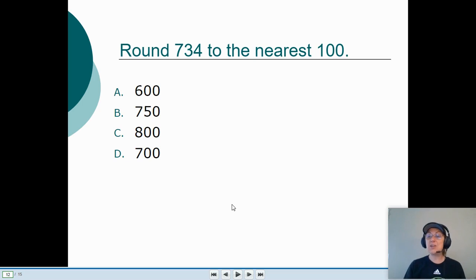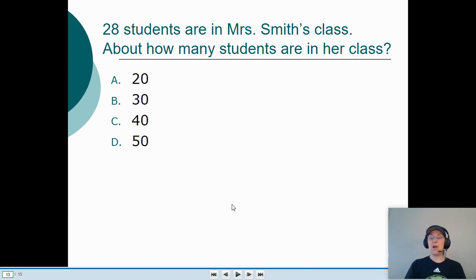All right. 734 rounded to the nearest hundreds place. So we're going to focus our attention on that tens place. It's being a 3. That means we're going to leave the 7 alone, and we're going to change the rest of the places to zeros.